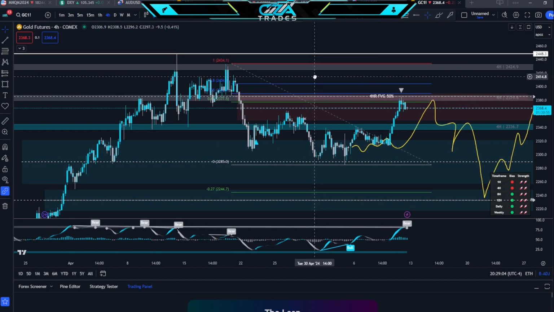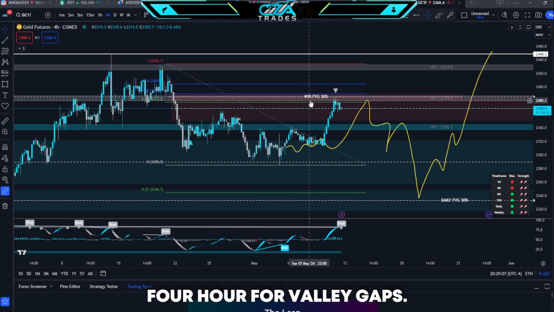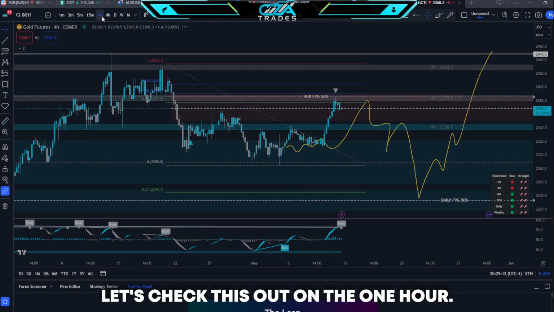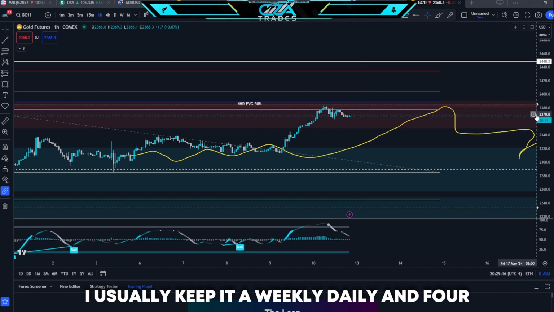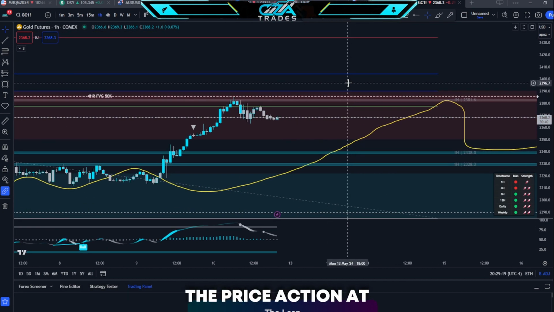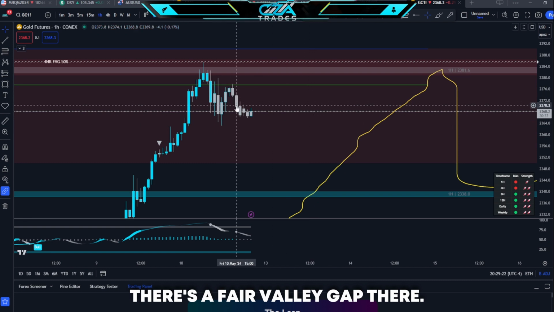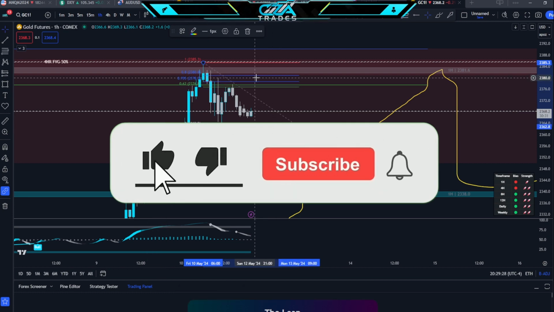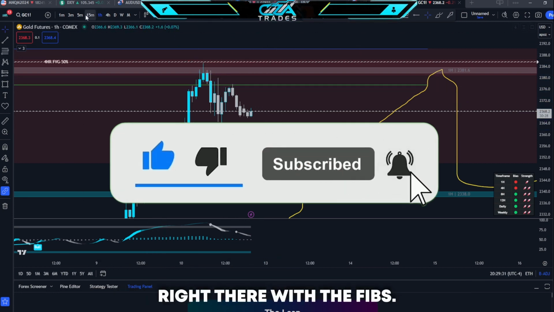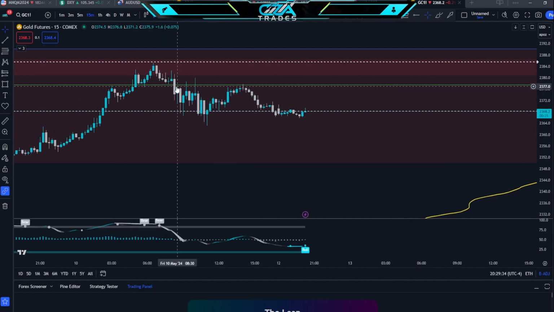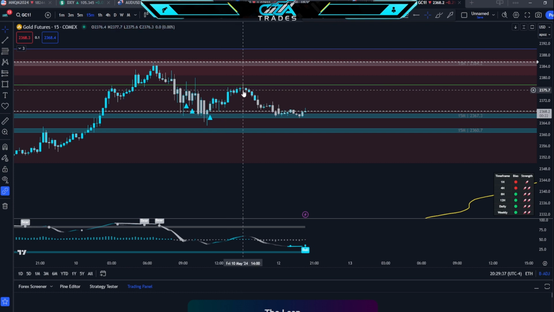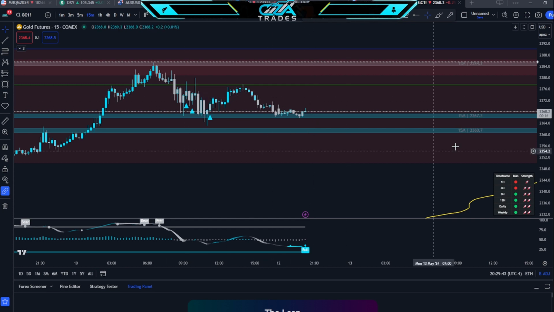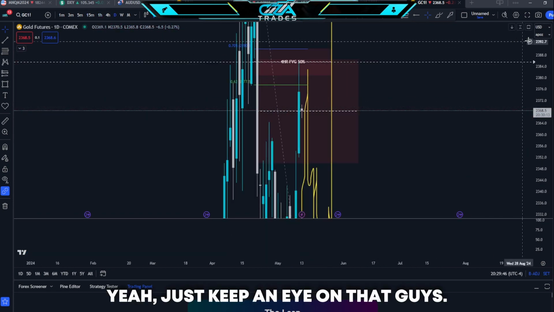Since we have these bearish divergences and we're at these 4-hour fair value gaps, price action is developing on the lower time frame. Let's check this out on the 1 hour. I usually keep it at weekly, daily, and 4-hour for you guys, but I wanted to see the price action at the 1 hour over here. There's a fair value gap there, very small. How would that look with a retracement? That would be the optimal trade entry right there with the fibs. Check it out on the 15-minute. Nothing developing there. Tapped into that, mitigated. Inverted fair value gap. Yep, nothing really showing on the lower time frames. Yeah, just keep an eye on that, guys.